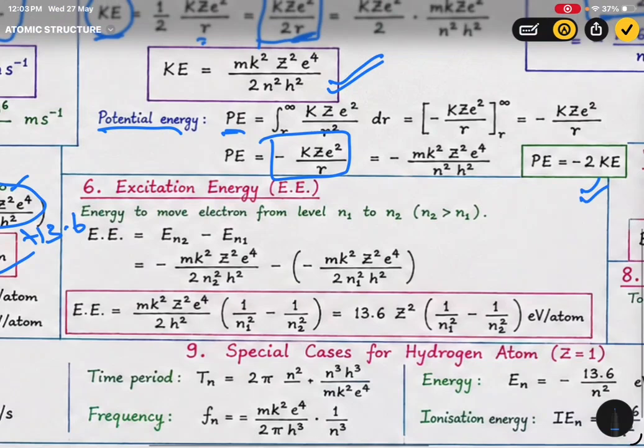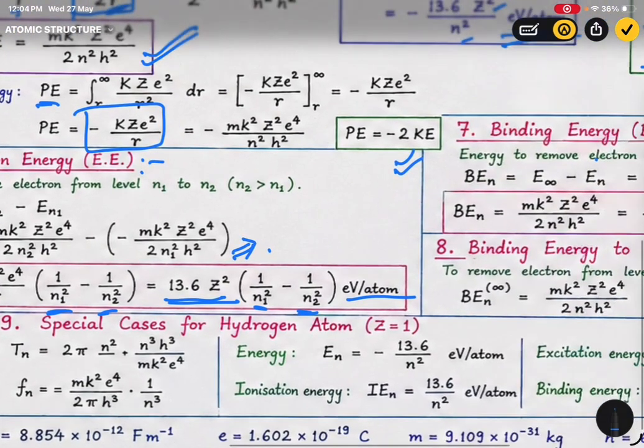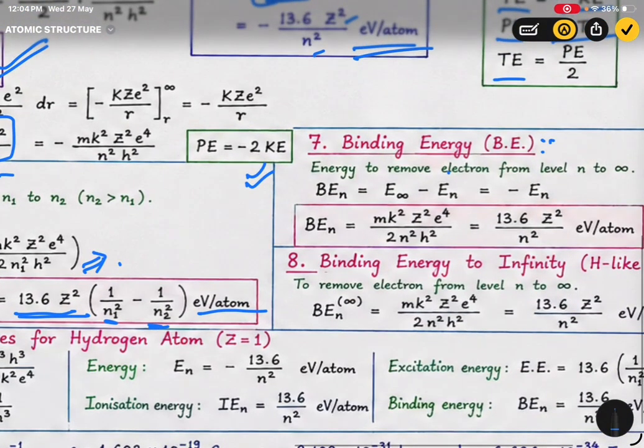Coming to the next, excitation energy. Excitation energy is the higher energy state minus the lower energy state. So this is the higher energy state value and this is the lower energy state value. Then you multiply and simplify, and this is the equation for n1 and n2: 13.6 into z square into 1 by n1 square minus 1 by n2 square. That is in electron volts.